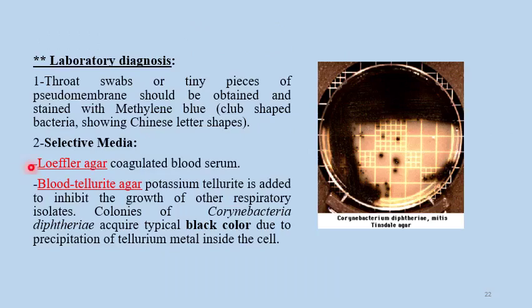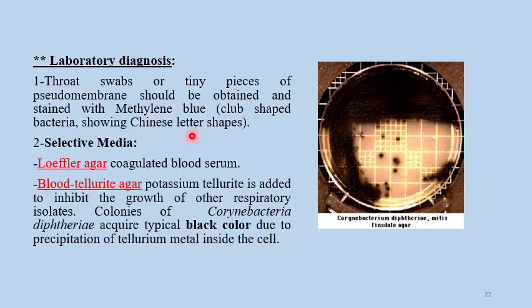Laboratory diagnosis uses throat swabs or tiny pieces of pseudomembrane. These tiny pieces of pseudomembrane should be dried pieces. I shouldn't come with forceps and try to forcefully pull the pseudomembrane from the throat of the patient. If that happens, profuse bleeding occurs. Rather, they must be dried pieces of pseudomembrane, obtained and stained with methylene blue. You can recognize the club-shaped bacteria showing the Chinese letter shapes.